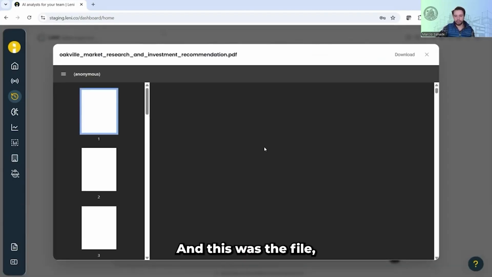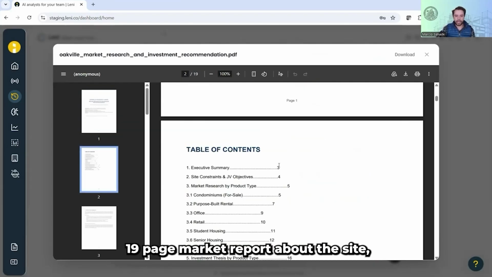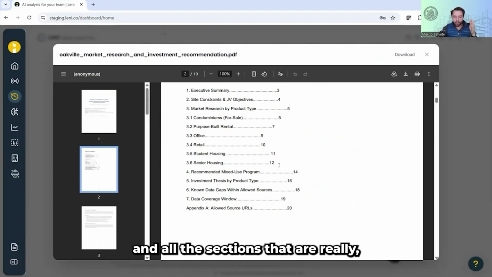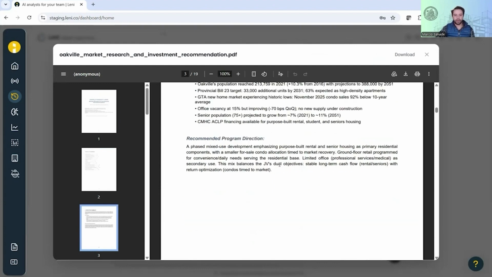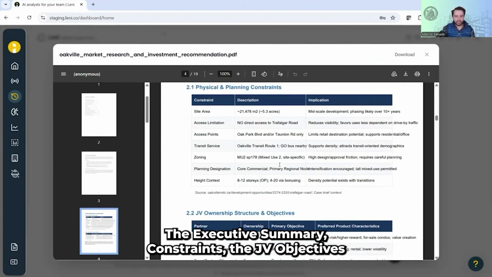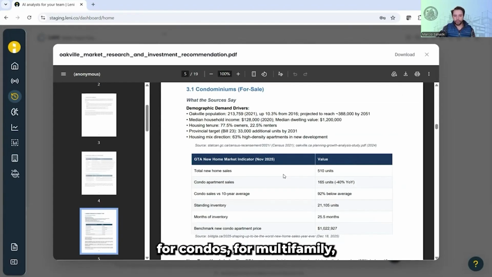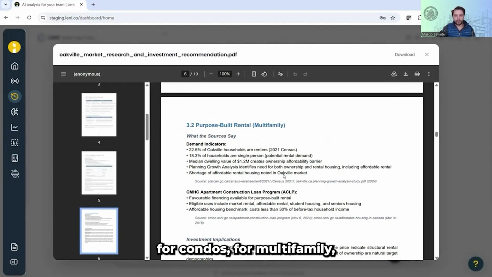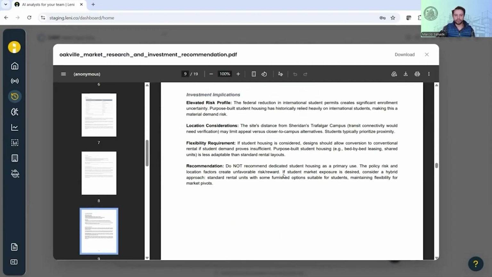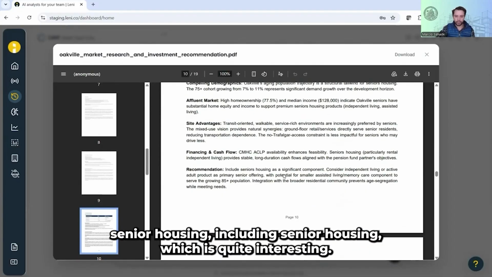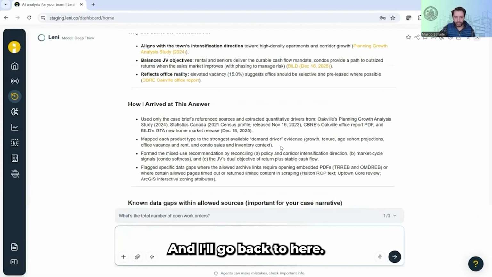And this was the file, a 19-page market report about the site and what it should be: the executive summary, and all the sections that are really needed for a full market research, the constraints, the JV objectives, market research by product type. So for condos, for multifamily, for office, retail, student housing, senior housing, including senior housing, which is quite interesting. And what is the recommended mixed use program? And I'll go back to here.